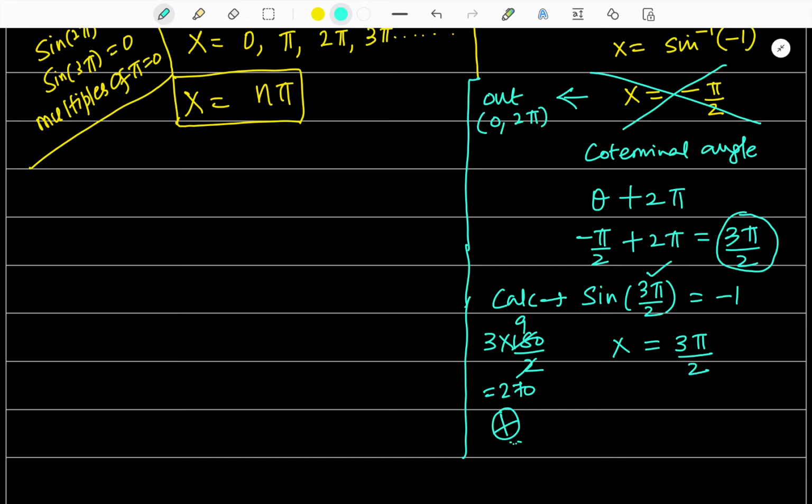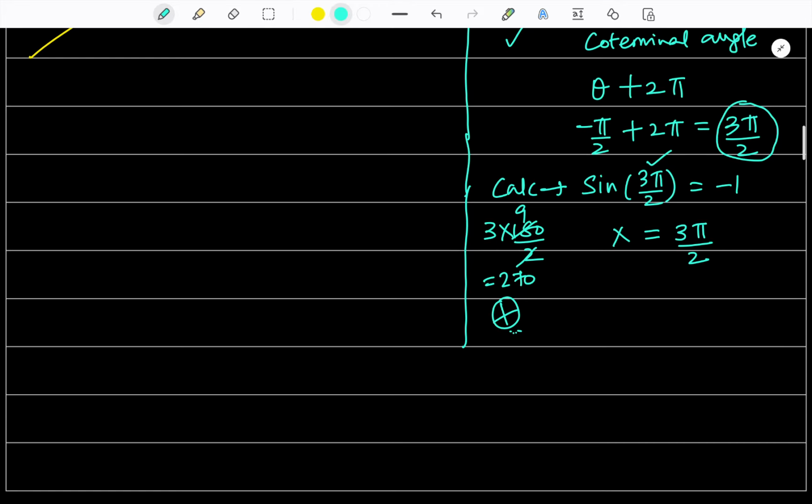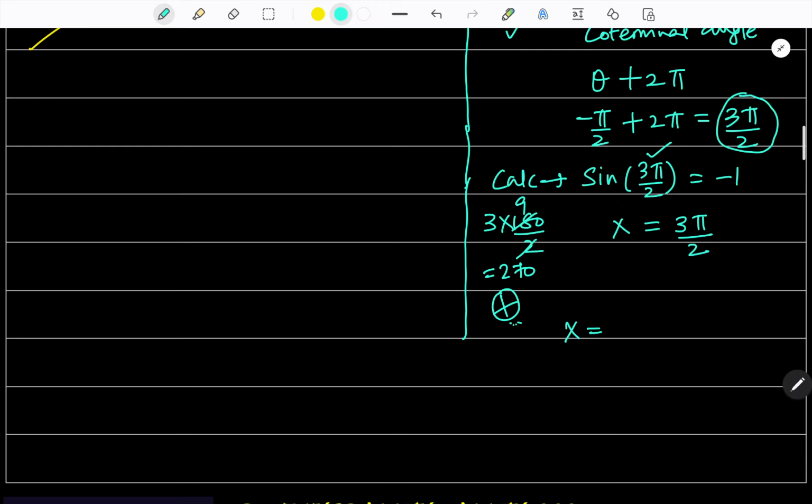Why are we not taking this negative 90? Because it is outside of this interval 0 to 2 pi. So we are looking for an exact value, not a range of values. Keep in your mind, okay? So automatically this will take the form x equals 3 pi by 2. That's the value.